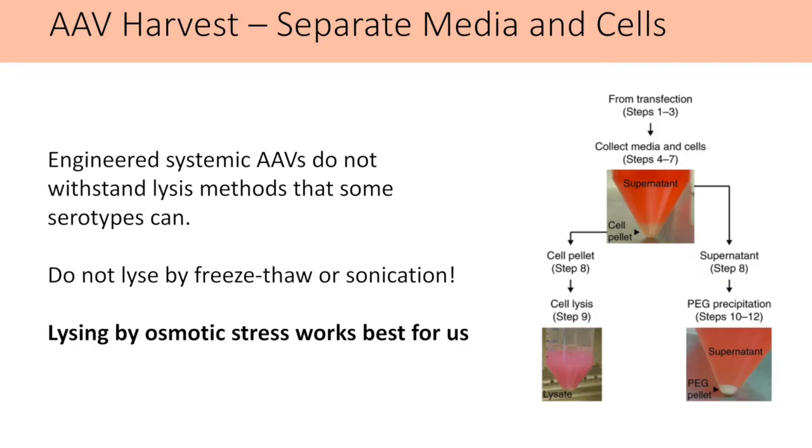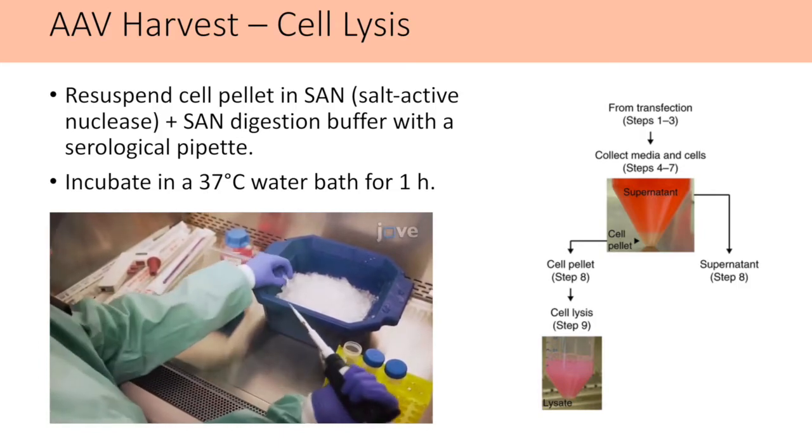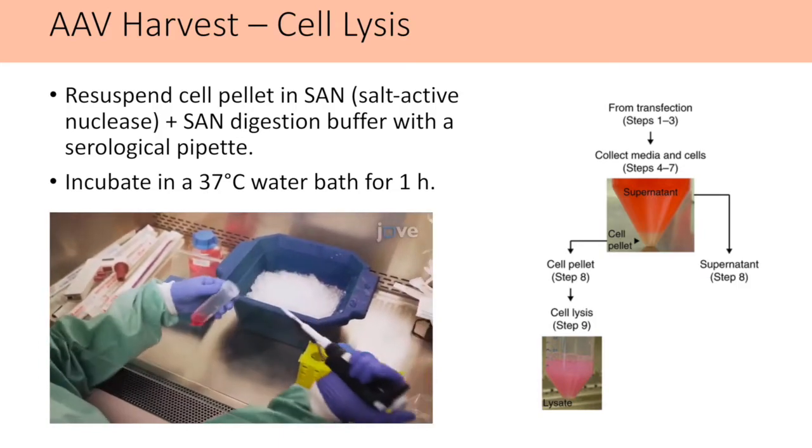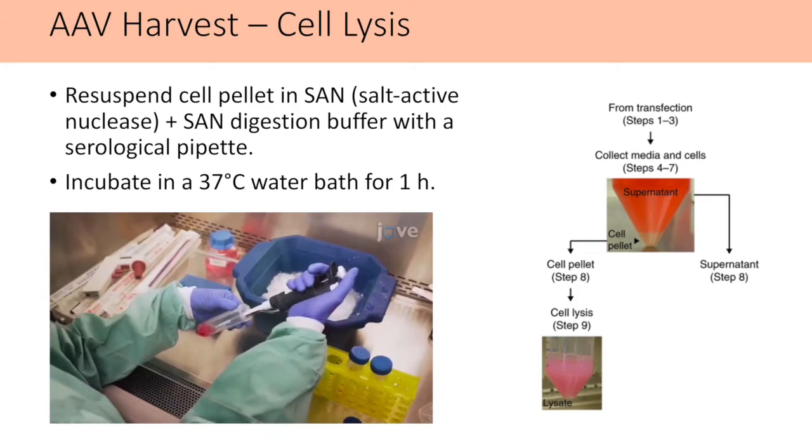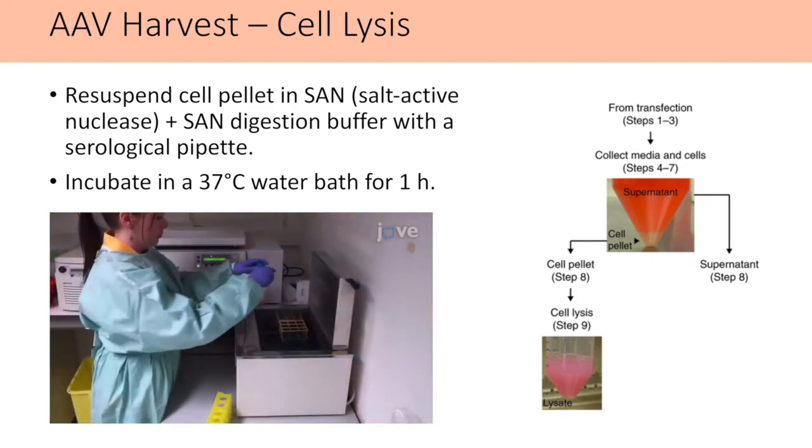One important note that separates our engineered AAVs from the natural serotypes is that cell lysis should not be done by freeze-thaw or sonication or cavitation. These capsids are a little more sensitive, and osmotic stress works best for us. We use a high salt solution, which then can be paired with the salt-activated nuclease so that the lysate is not too viscous to work with.